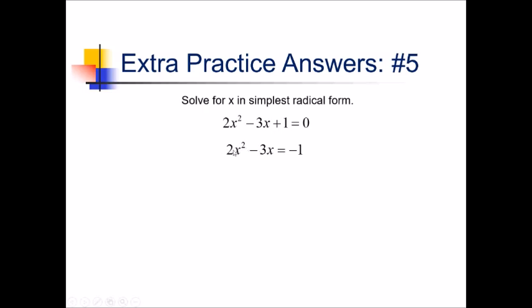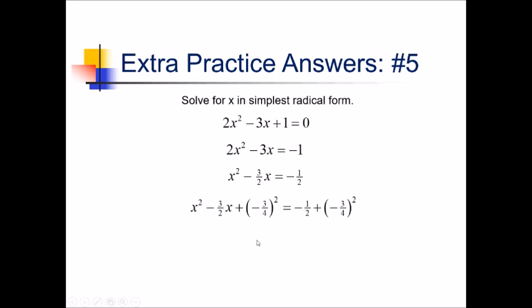So that's going to give me, dividing everything by 2, x squared minus 3 halves x equals negative 1/2. Now I'm going to take half of my b value, so half of negative 3 halves. To find that, I have to multiply that by 1/2, so that's negative 3/4. So I'm going to take negative 3/4, square that and add it to both sides. So adding negative 3/4 squared to each side of the equation.